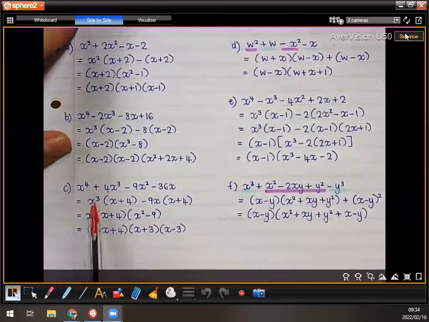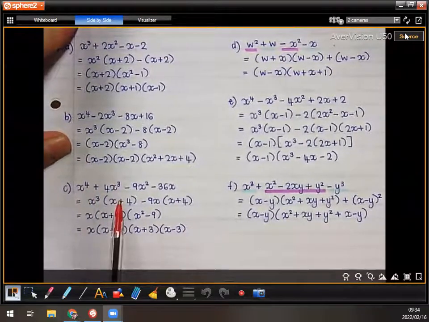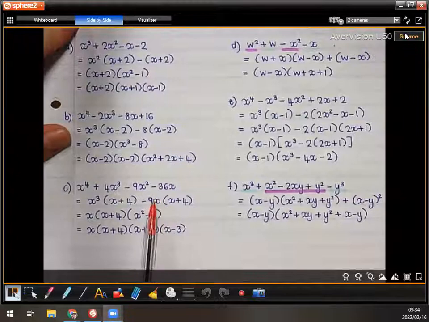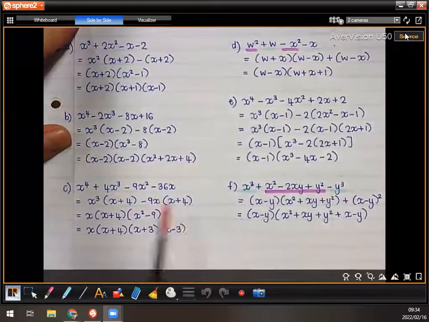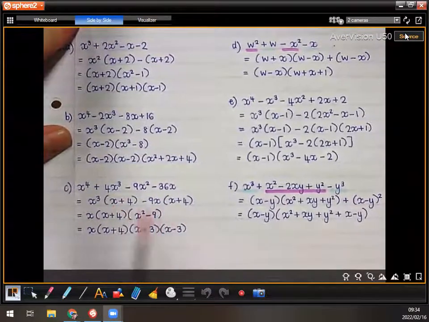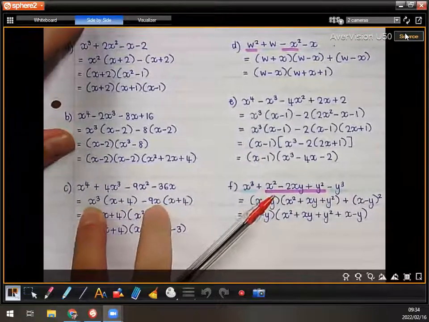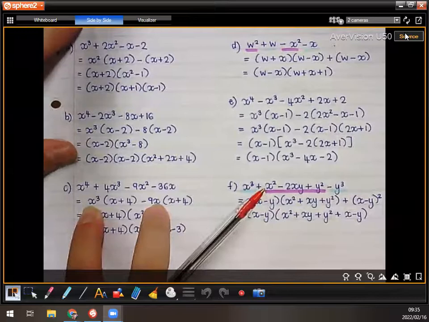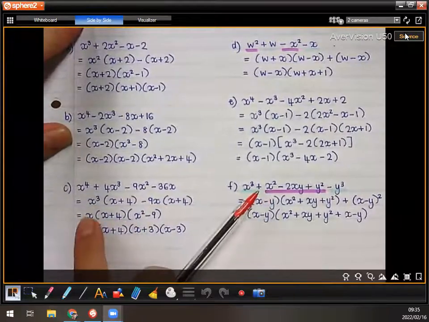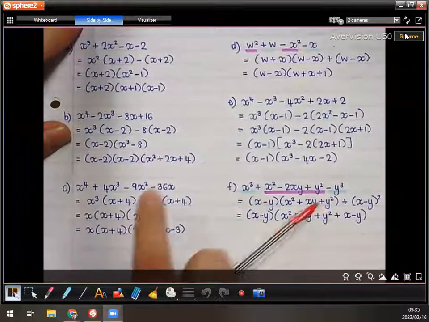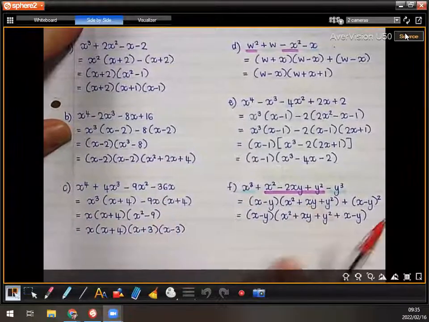For C, I took out an x cubed from the first 2 terms and then a negative 9x from the next 2. Then when you're taking out the common factor, yes, it's the x plus 4, but do we notice that there's also an x as a common factor there? All right, so that's why I took out x plus 4, and then I was left with an x squared minus 9.